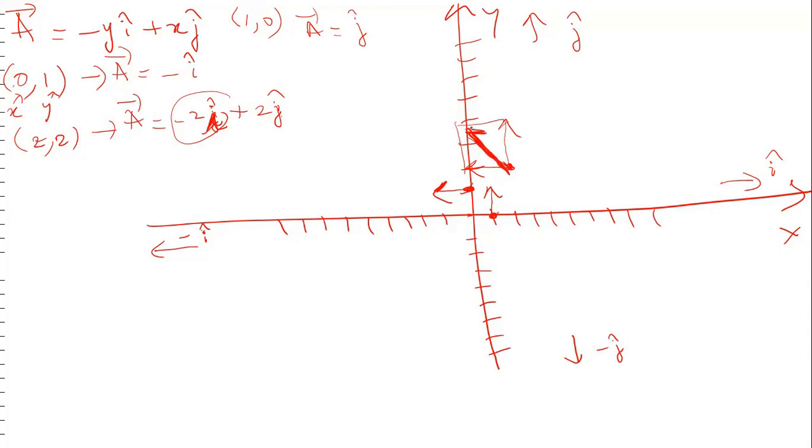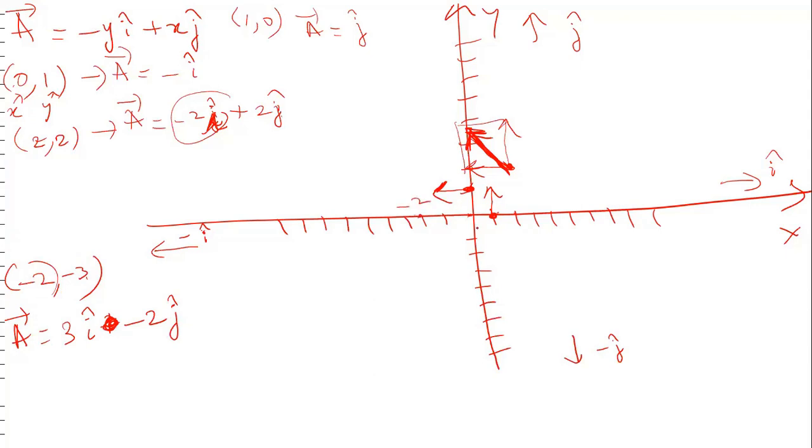Draw a rectangle, and the diagonal of the rectangle will give you the resultant vector. And similarly, if you consider another point, minus 2, minus 3, here your A vector will now become: y is minus 3, so minus and minus is plus, so plus 3i, plus x is minus 2, so minus of 2j.